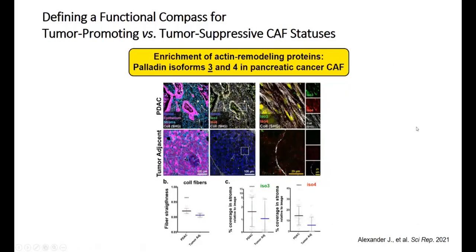Our research continued, and now we also pay attention to the characteristics of the cytoskeleton of these cancer-associated fibroblasts. We found, for example, the expression of particular actin remodelers such as palladin and particular isoforms like 3 and 4. Along the talk, I'm going to be referring to isoform 3, which is the one that we found is highly expressed in a tumor-promoting microenvironment.